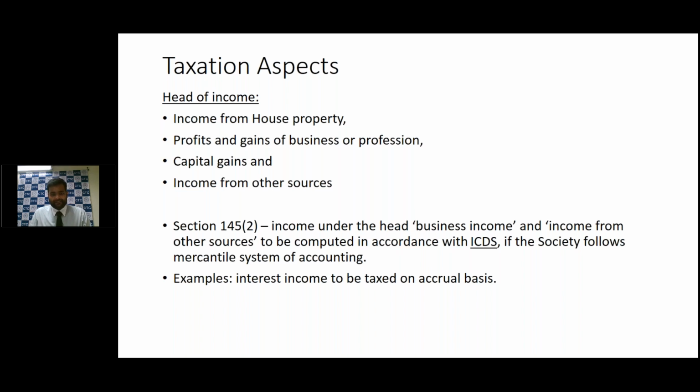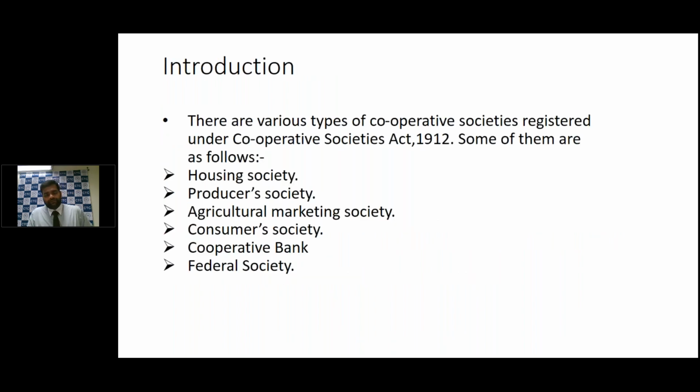And there are various aspects in ICDS which will hit a cooperative society, like in the case of a cooperative society engaged in the business of giving credit facility to its members, they have to recognize their income on accrual basis as given in ICDS 4. And there are various other clauses under the ICDS which may apply to a cooperative society, and one has to take care while computing income from AY 17-18 and henceforth.